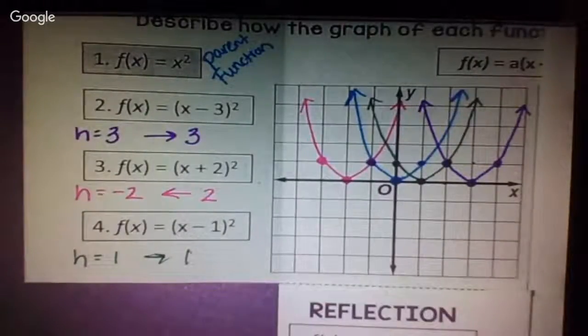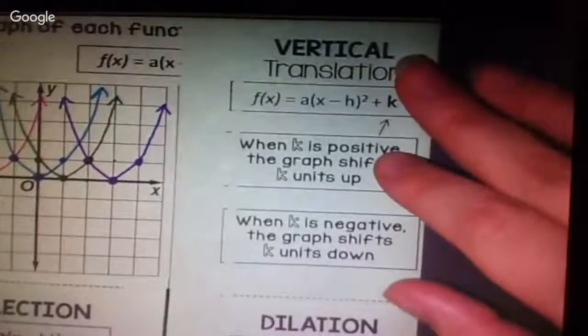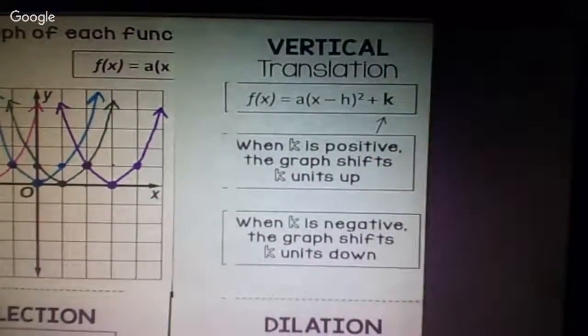On the other side, we have a vertical translation, which is going to be up and down. Your vertical translation comes from your k value, which is the number that's added out to the side.